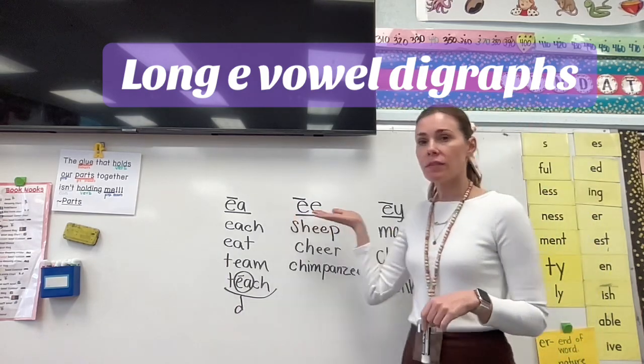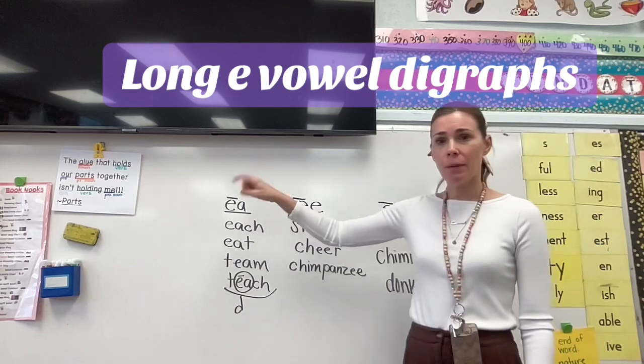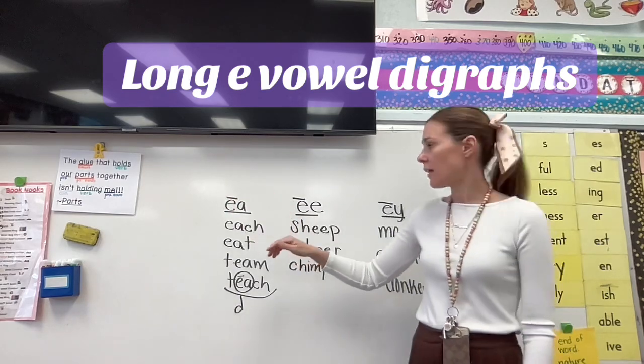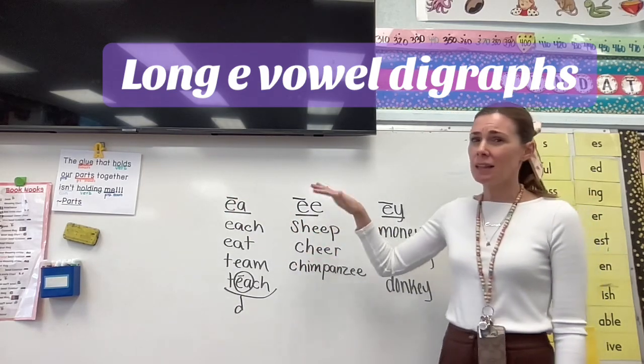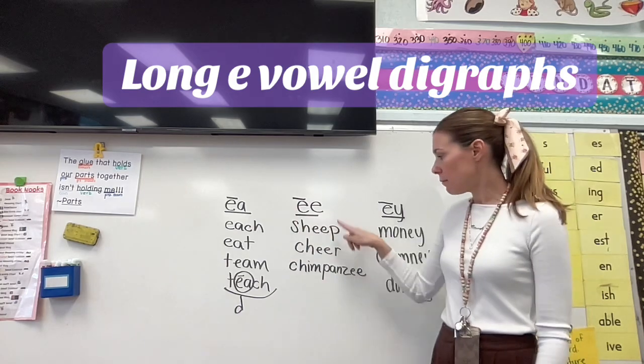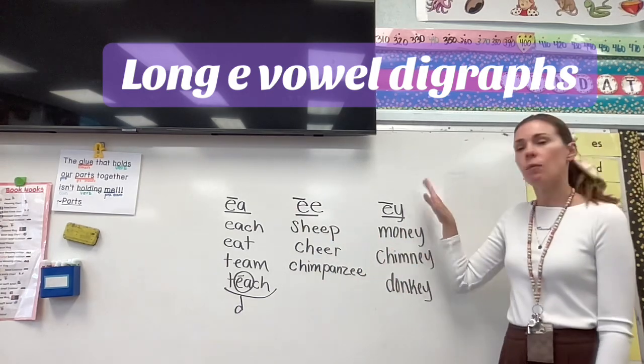So these are vowel digraphs that make the E sound, and again, EA, beginning and middle, not so common at the end, but it happens. EE in the beginning, not so common, most common in the middle, can happen at the end. EY, only at the end.